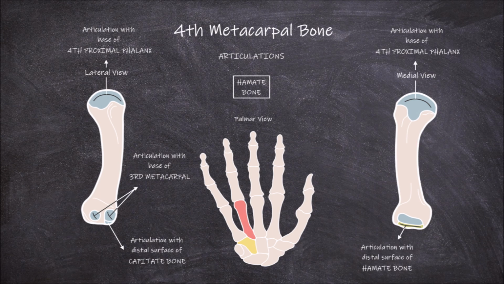The fifth and final articulation is with the fifth metacarpal bone. A facet on the medial surface of the base of the fourth metacarpal articulates with a facet on the base of the fifth metacarpal bone.